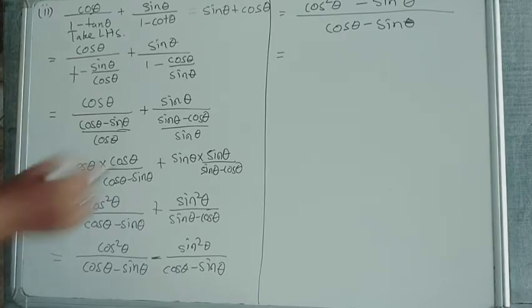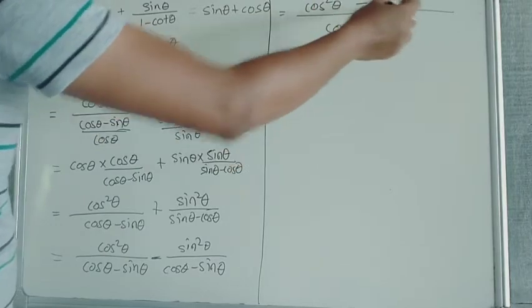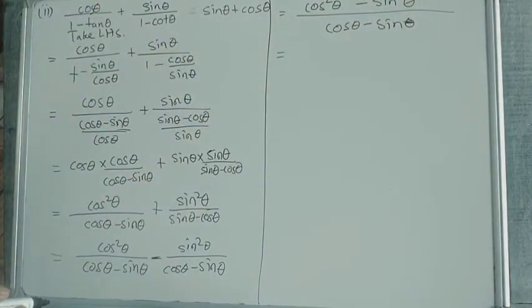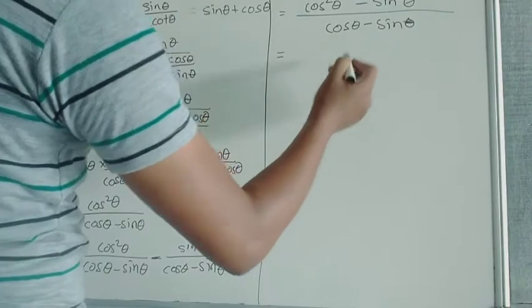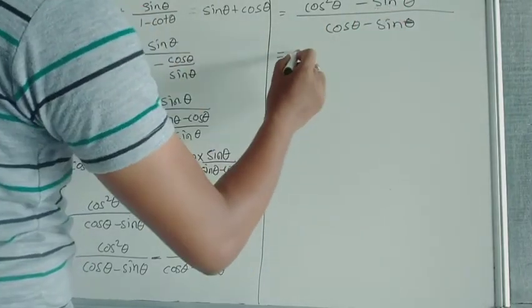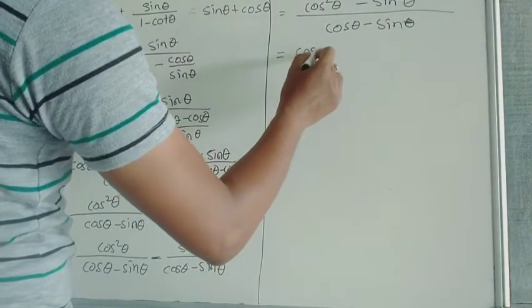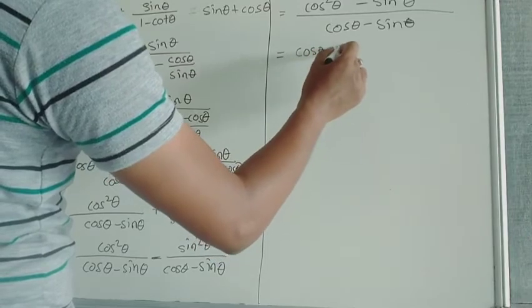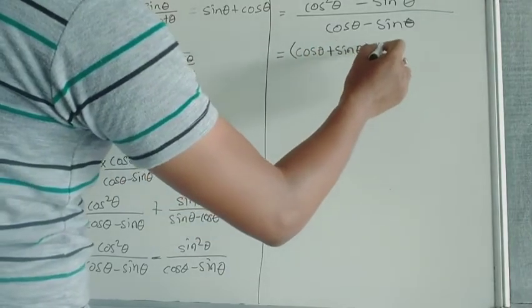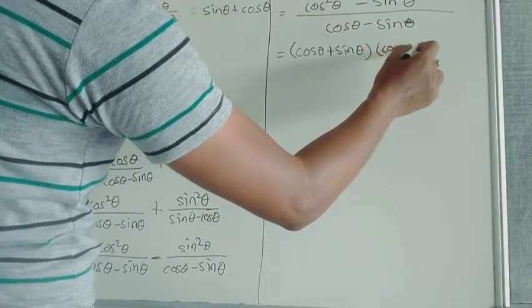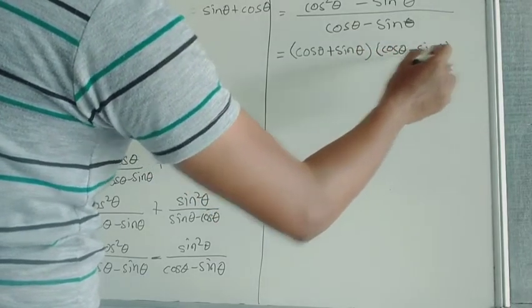Now cos square theta minus sin square theta, what will it become? A square minus b square. Getting it now? So this one is becoming a square minus b square. So here we will use the formula a square minus b square. What is your formula? Cos theta minus sin theta, a plus b, and cos theta minus sin theta, a minus b.